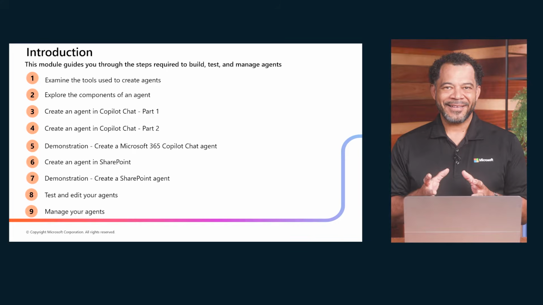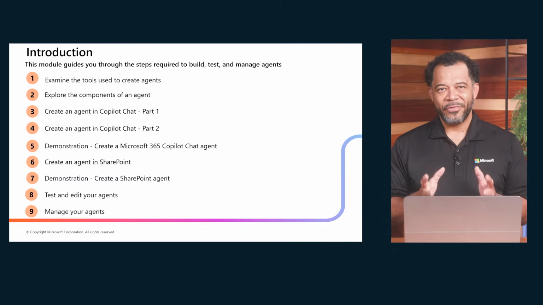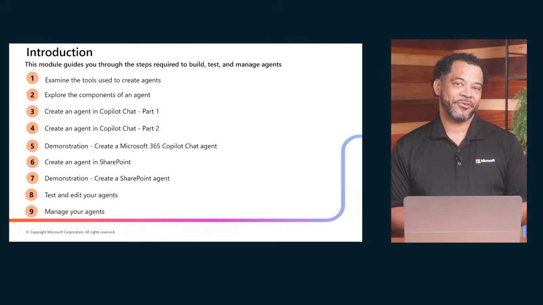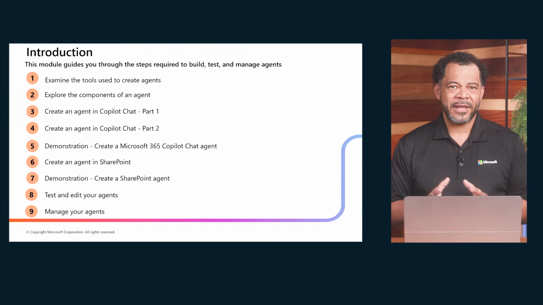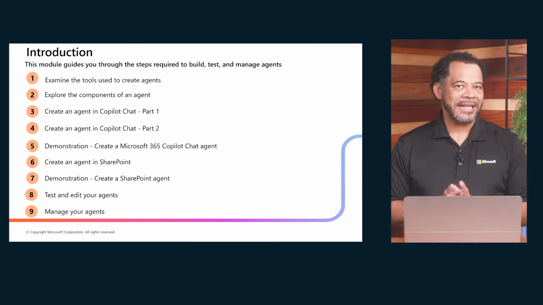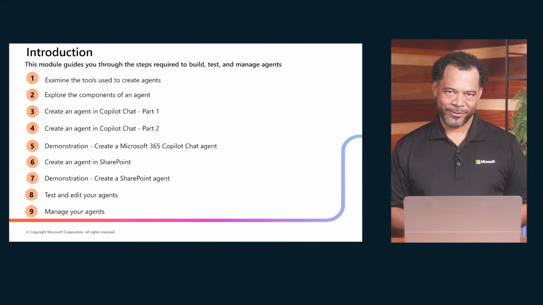We're now stepping into the hands-on part of the journey, building and managing our own agents. This module walks you through everything from the tools you'll use to the components that make up an agent, and the actual steps to create one in both Copilot Chat and SharePoint. Whether you're customizing an agent for a specific task or refining its behavior to better serve your team, you'll learn how to test, edit, and manage agents with confidence. It's all about turning ideas into intelligent, helpful assistants that work the way you want them to work.